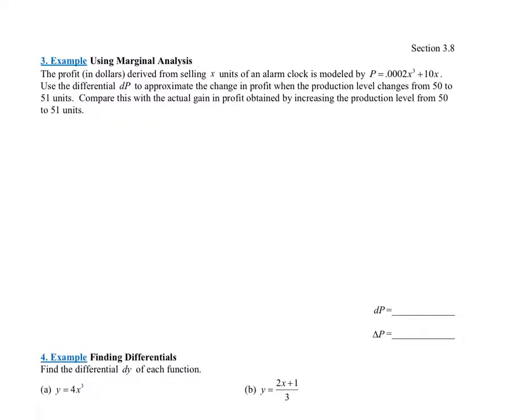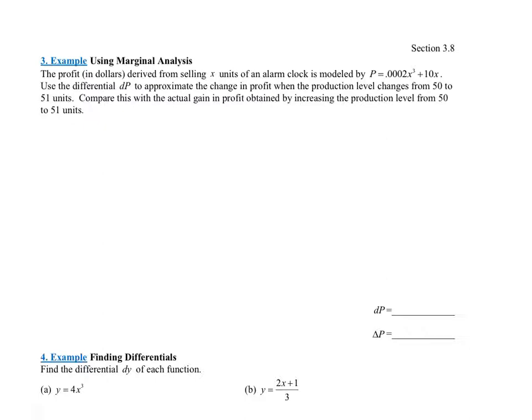Example 3 is on using marginal analysis. It says the profit in dollars derived from selling x units of an alarm clock is modeled by P equals 0.0002x cubed plus 10x. Use the differential dP to approximate the change in profit when the production level changes from 50 to 51 units.